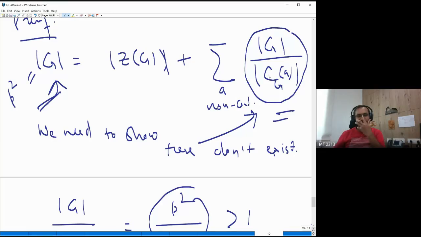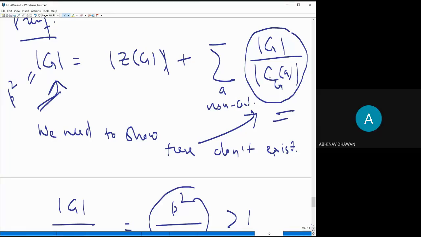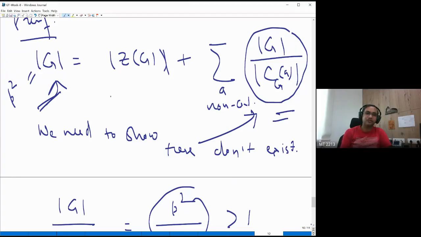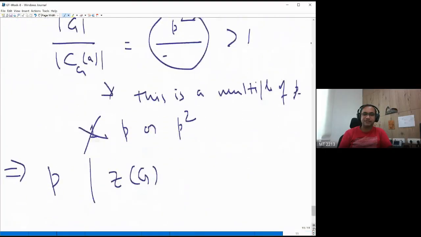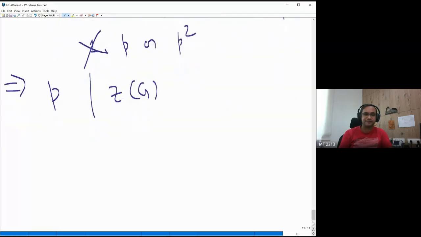For a non-central element, right? Non-central element. Otherwise, it has to be counted here. So then this implies that P divides the center of G in that equation.